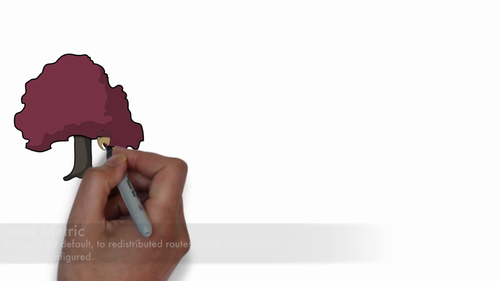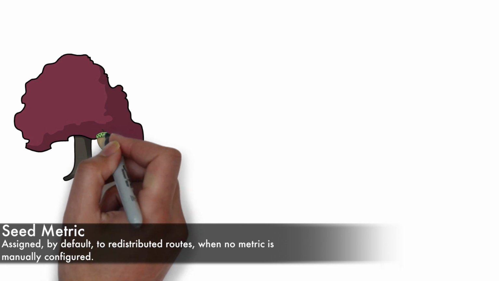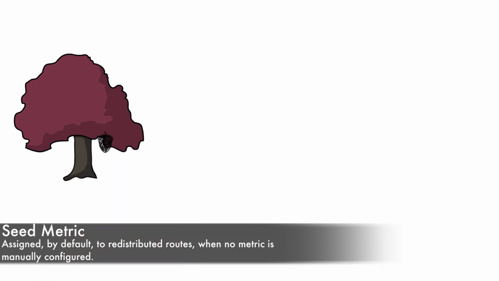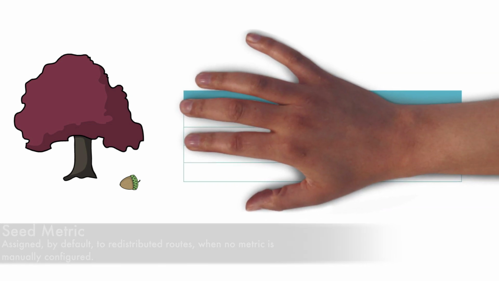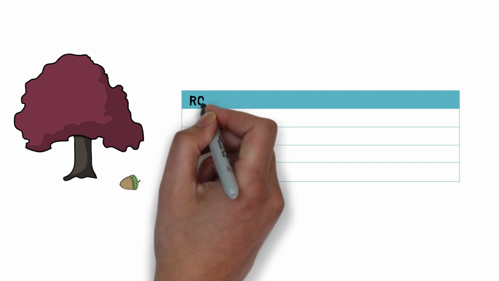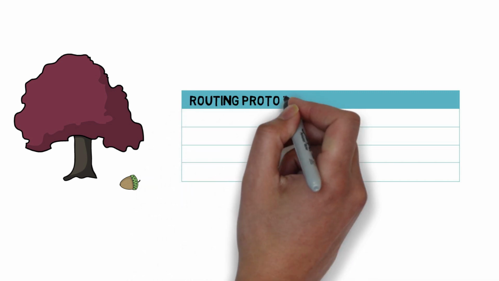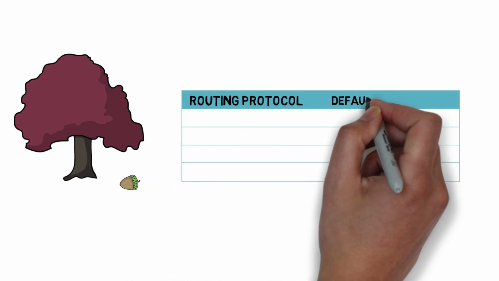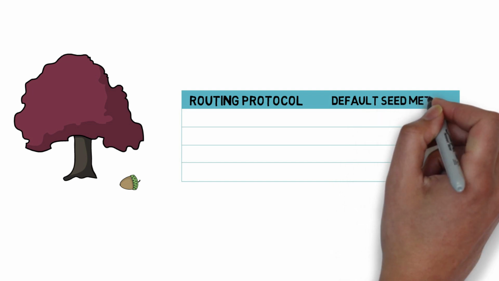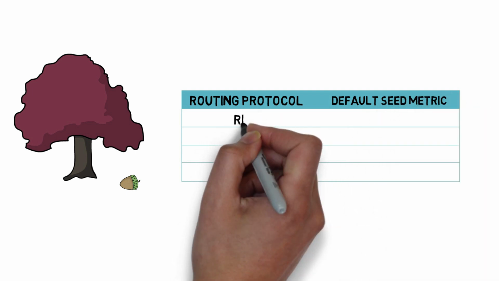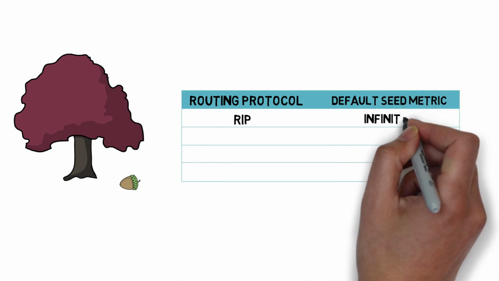Well, there are some default seed metrics. A seed metric can be assigned by default to a route as it's being redistributed into a routing protocol. That's if we don't manually configure a metric ourselves, which we can do. Different routing protocols have different seed metrics, and I want you to understand what those are. Let's populate this table to see what the default seed metrics are for various routing protocols. The default seed metric for RIP is infinity.